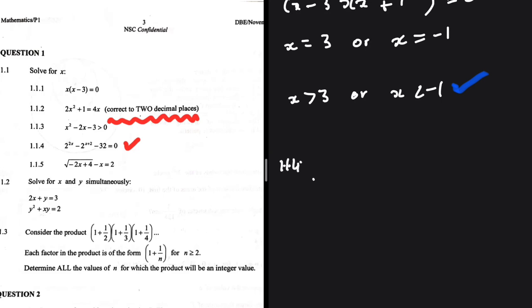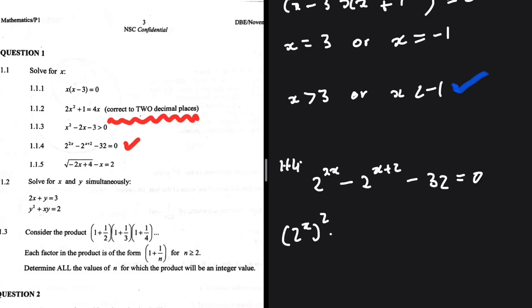1.1.4, we have 2 to the power 2x minus 2 to the power x plus 2 minus 32 equals 0. So as soon as I see equations like this, I know that I'm going to let something be equal to k. So let me show you how this plays out. So 2 to the power 2x, we can write as 2 to the power x, everything to the power 2.